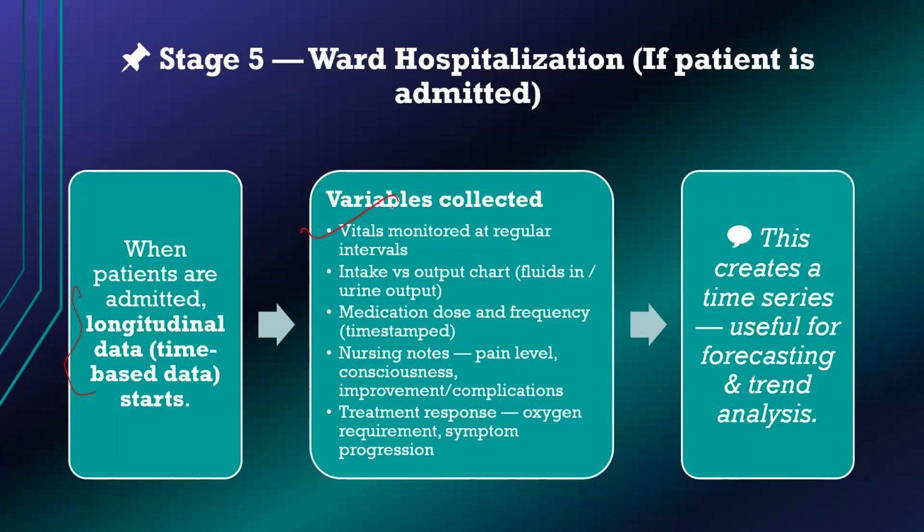So vitals in the wards are monitored on a regular basis. They help us record things like fluid intake or urine output, and those kinds of charts will be prepared. Then the medication doses, or how the patient is progressing with those medication doses, that kind of nursing notes will be prepared. And of course, treatment response will also be reported in this. So this will help you to create a time series of data.